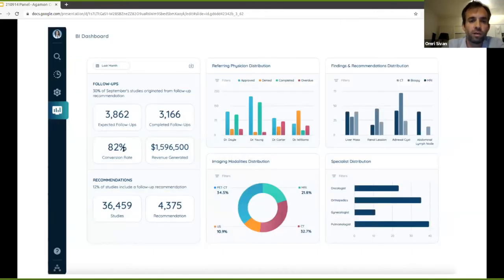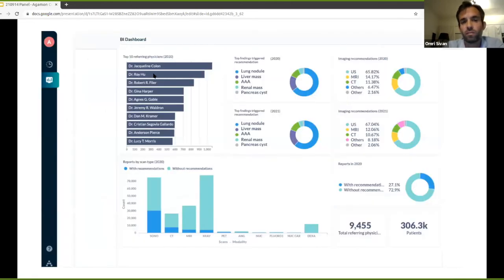Here you can see an excerpt from our dashboard. You can see several metrics being presented here, again mostly around follow-up recommendations. On the left, you can see specific KPIs for a specific facility, of the expected follow-ups and the completed follow-ups, also breakdowns by modality, and distributions by referring physicians and by findings. We also have metrics about top performing referring physicians, and other distributions according to different clinical information.